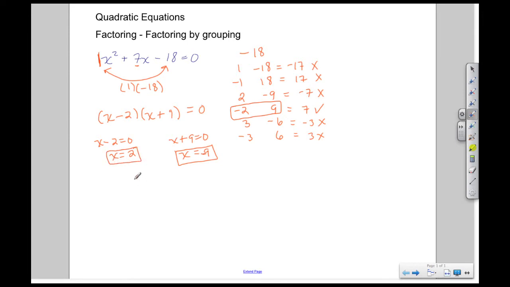Alright, now let me go to the factoring by grouping. When factoring by grouping, I'm going to always keep this first term, so there's going to be x squared, and I'm going to always keep my last term, which is a negative 18. Now I need to fill in the two terms in the middle. In this case I know I need to have a negative 2, and I know it's going to be a positive 9.